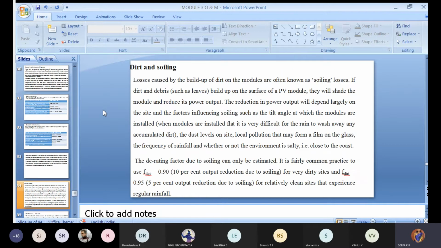The next, dirt and soiling. And we already know what exactly this dirt and soiling is. This is like day to day. See, we are cleaning our houses every day. I cannot say I cleaned today, I will not clean for one month, because every day dust is there, though it is not visible. But if you clean with a swipe, you can see how much it is there. Similarly, we are installing our PV modules outside. It is an outdoor application, not indoor. So outdoor means definitely dirt will build up on the surface.